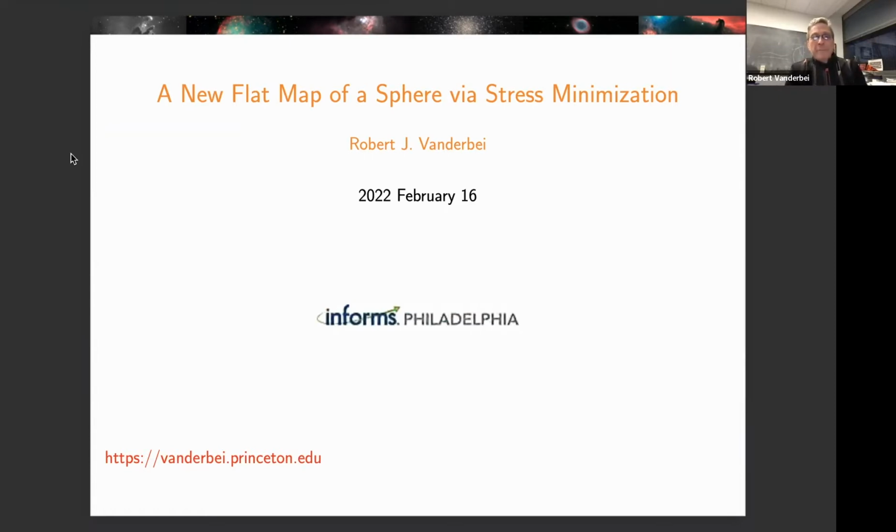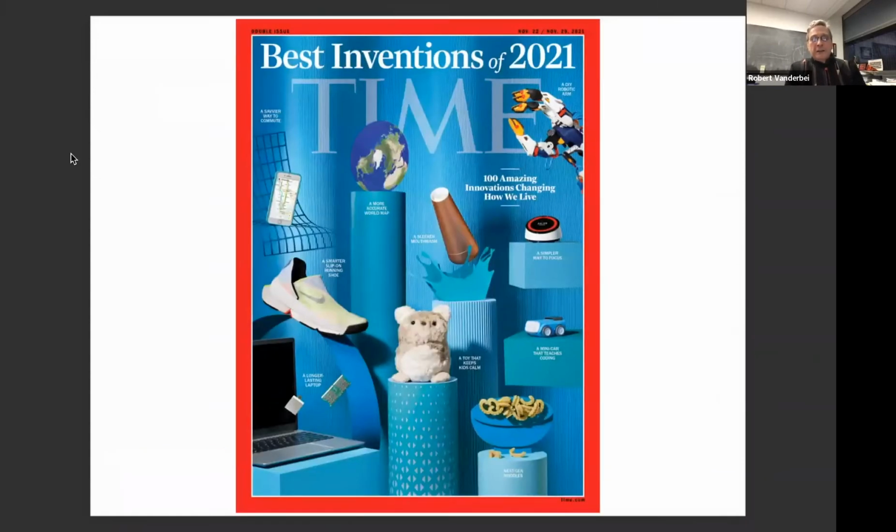So I'm going to talk about a new flat map, which I make by doing a stress minimization problem. The word minimization makes it sound like an operations research topic, and that's why I think it's appropriate here. But before we get into the technical details, part of the reason I and lots of other people have been excited about this is that our map made it into Time magazine's Best Inventions of 2021. This is the cover of the November issue, and this is our map right here. And the subtitle here is A More Accurate World Map.